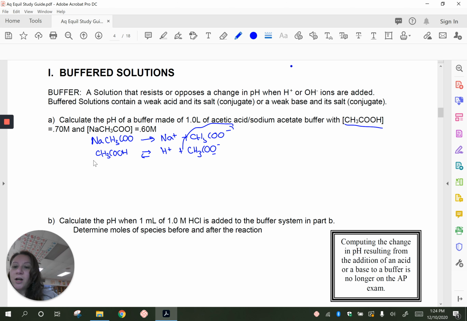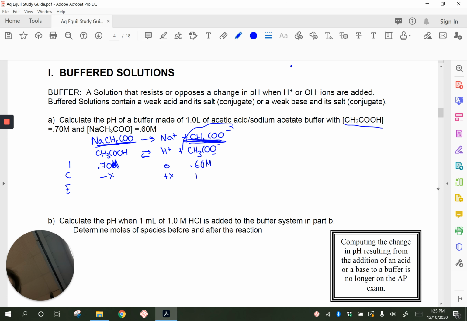So if I want to find the pH for this, what I could do is an ICE chart. For my acetic acid, my concentration is given to me as 0.700 molar. I don't have any H pluses to start with. I do have some acetate to start with, coming from the sodium acetate. My sodium acetate is 0.60 molar. I use up some of the acid, so minus X. I form some of this, plus X. So 0.7 minus X, X, and 0.6 plus X.